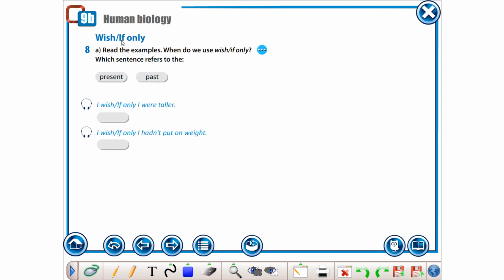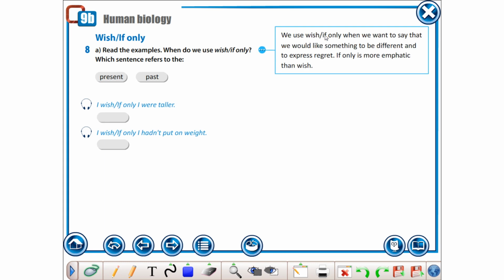Next exercise. Wish, if, only. Итак, тоже грамматика. Read the examples. When do we use wish, if, only? We use wish или if only when we want to say that we would like something to be different and to express regret. If only is more emphatic than wish. Итак, мы используем слово wish или if, когда мы хотим сказать, что мы хотели что-нибудь изменить или выражаем сожаление. Но это более if слово само более эмоциональное, чем wish.